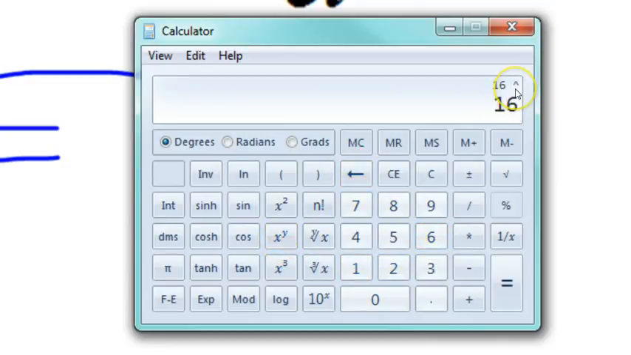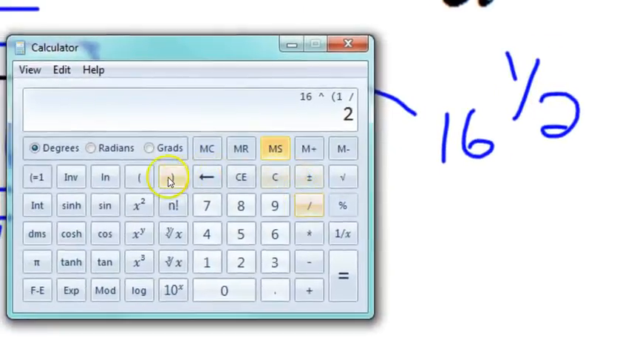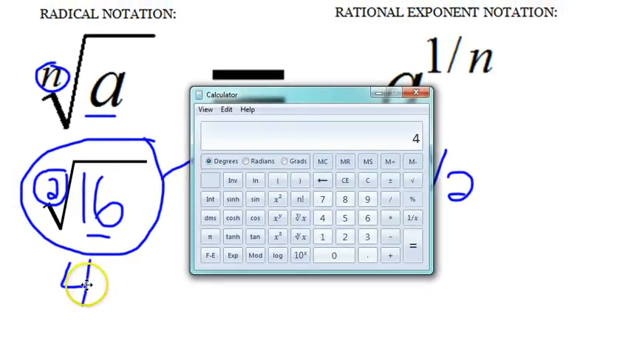You see that little caret? It means it's raised to the power. In parentheses, I'm going to put 1 divided by 2 because that is my exponent right here. I'll end the parenthesis, and that's not the answer. I have to hit equals. Bam! Notice the answer is 4. It's the same as what it is over here.